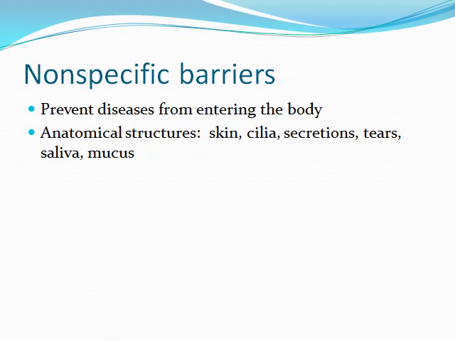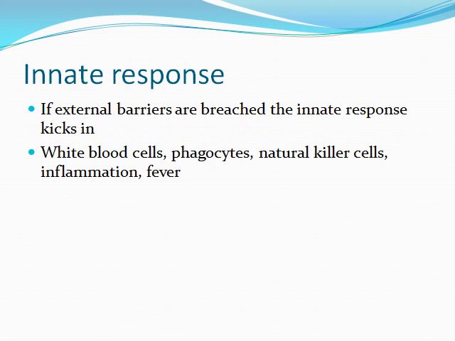So what is a non-specific barrier? Non-specific, that word means can prevent any infection. So it's not just against one type of pathogen, but it's against all types of pathogens. So non-specific barriers work to prevent the disease from ever getting into your body. Just your anatomical structures work to prevent this from happening. Your skin, your cilia, your secretions, your tears, your saliva, and your mucus are all structures that are non-specific defenses.